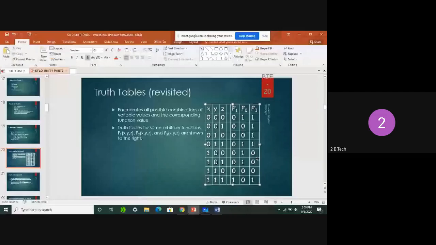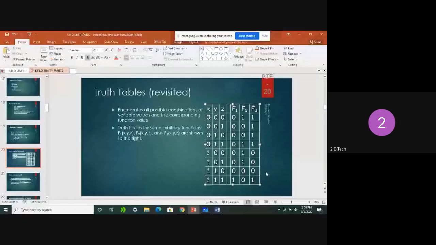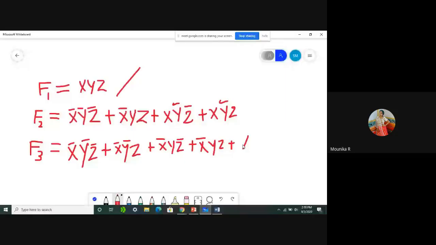We completed four combinations, and finally it is one when x equals 1, y equals 1, z equals 1. Is that clear? Okay, very good. So finally we got this, which is the Boolean function. Clear all of you?